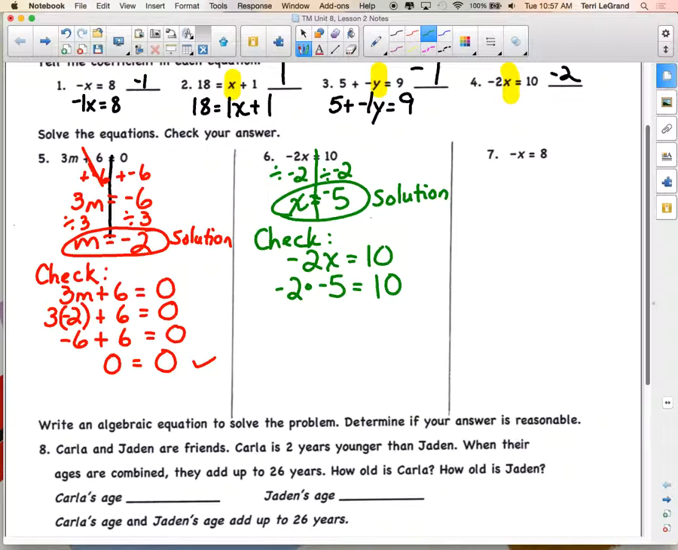When I'm doing these, I say to myself, I got a negative times a negative. My answer should be positive. And 2 times 5 is 10. So this is a positive 10 on this side. True statement? True statement. We're good. We got a good answer. Okay. Questions?